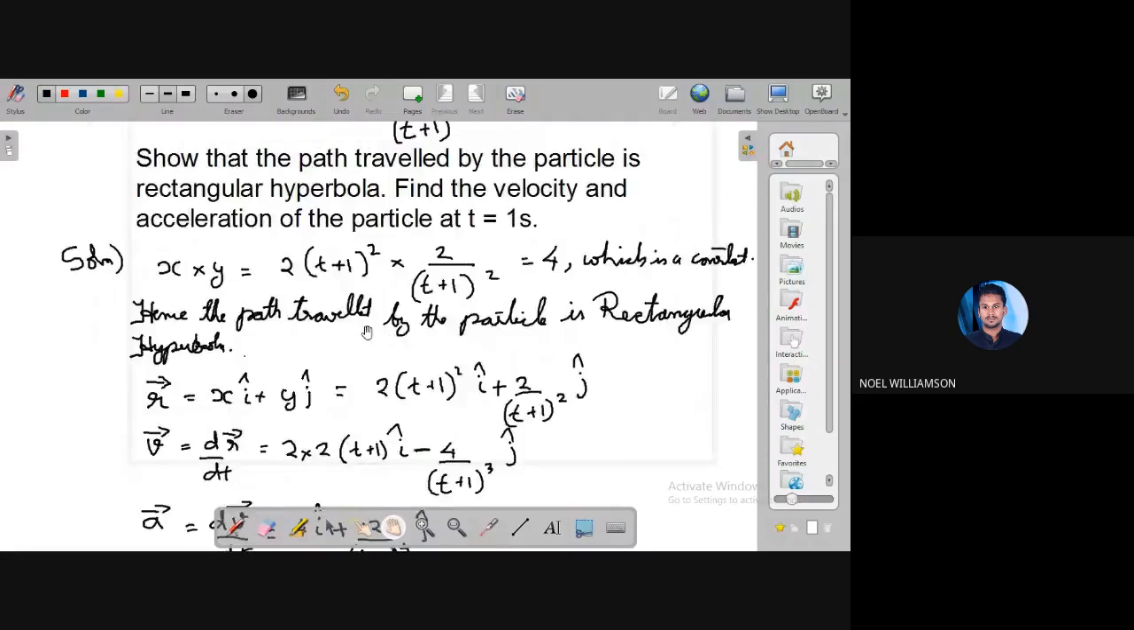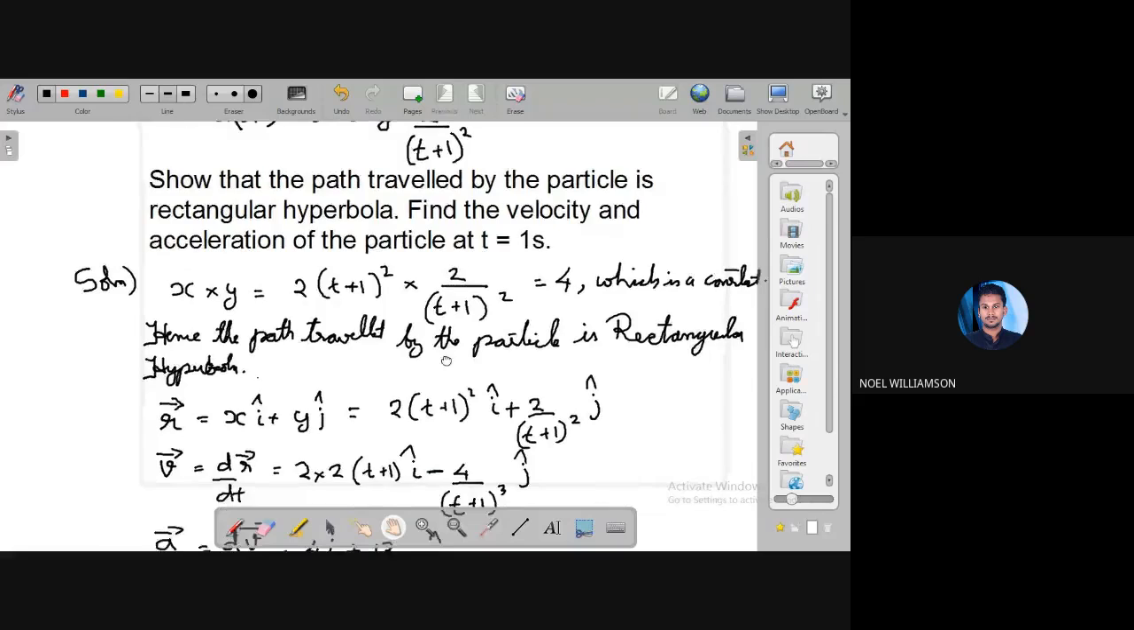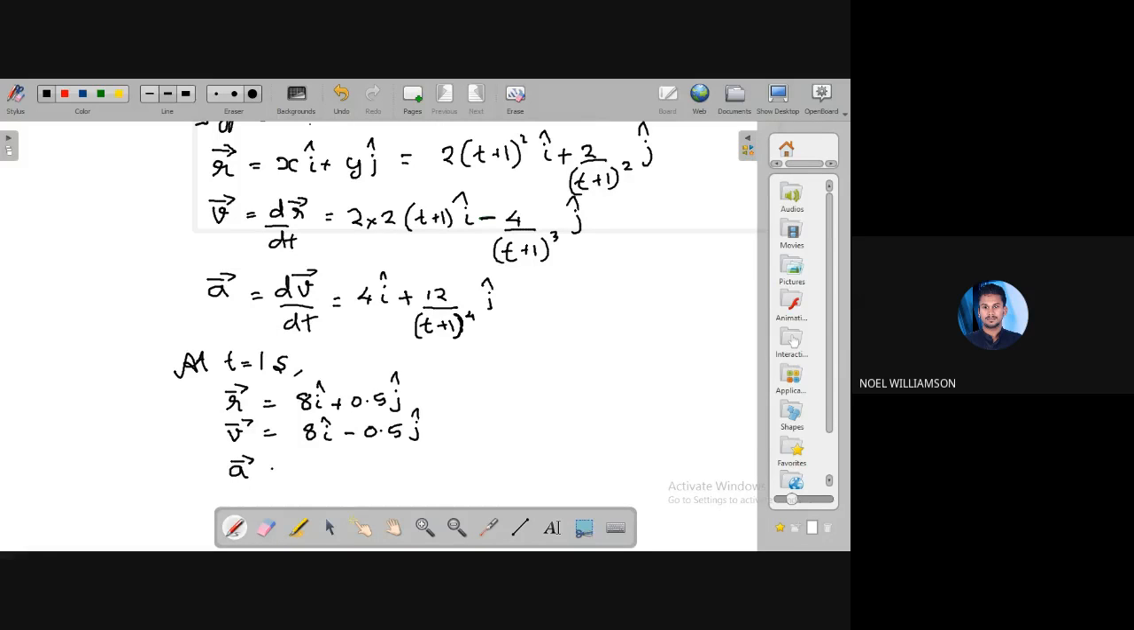Now you will find the values at t equal to 1 second. When t equal to 1 second, you have to find the velocity and acceleration. So at t equal to 1 second, vector r equal to, substituting the values for t equal to 1, you will get 8i plus 0.5j. Now vector v equal to 8i minus 0.5j, and vector a equal to 4i plus 0.75j.